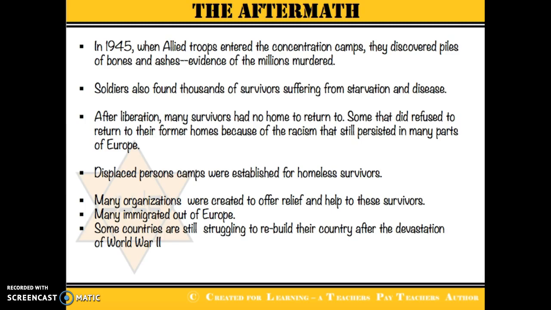But this is just some basic information for you to have as we get ready to start reading the Diary of Anne Frank, the play version. So this will hopefully have given you an idea of the world that Anne Frank and her family lived in and why they decided to go into hiding.